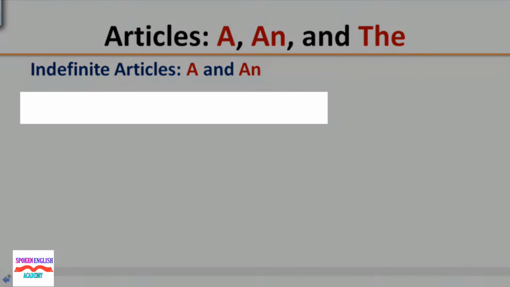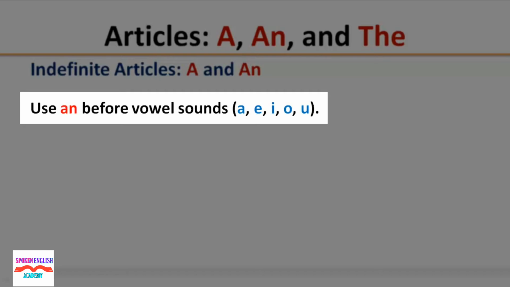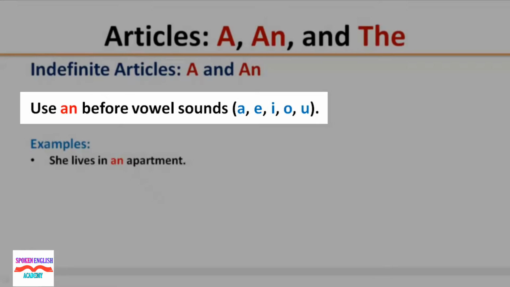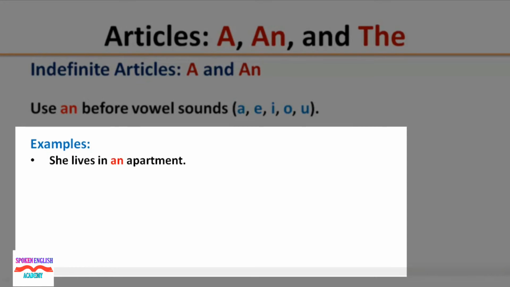Indefinite articles a and an. Use an before vowel sounds a, e, i, o, u. Example: she lives in an apartment. The word apartment starts with a vowel sound, so it is preceded by an. A bee is an insect. The word bee starts with a consonant, so it is preceded by a. The word insect starts with a vowel sound, so it is preceded by an.